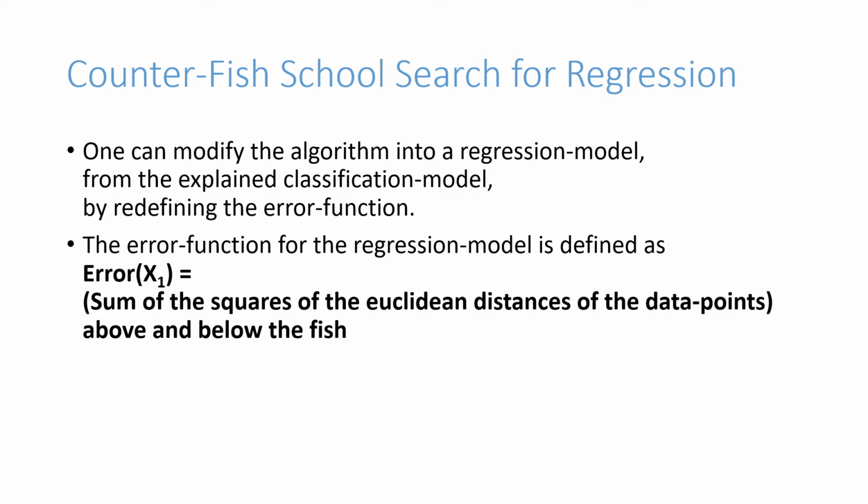This algorithm can be extended to regression problems also, by redefining the error function. For regression problems, the error function will be the sum of the squares of Euclidean distances of the fish from the data points. The error function is the sum of the squares of the Euclidean distances of the data points which are above and below the fish. We calculate the Euclidean distances, square them and sum them. That will be the error function, and the fitness will be the reciprocal of the error function.